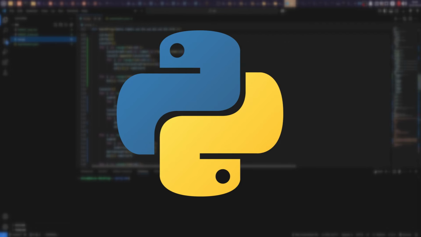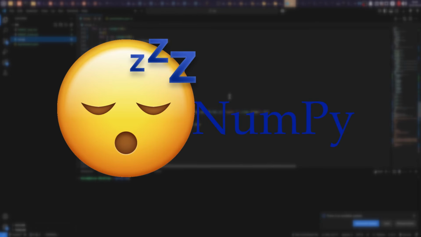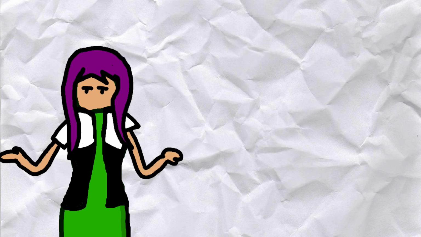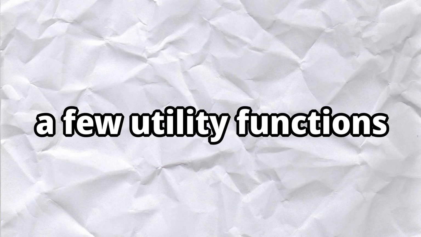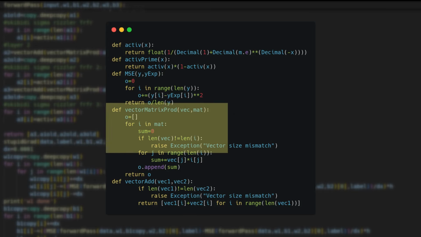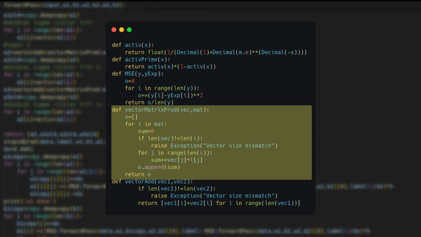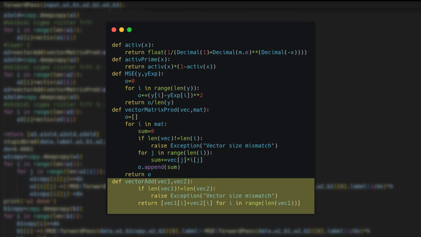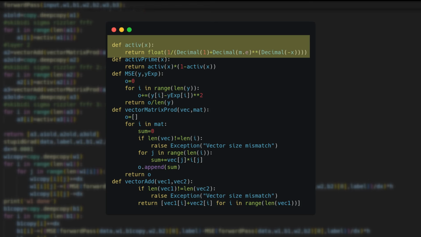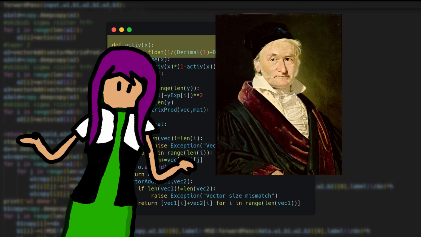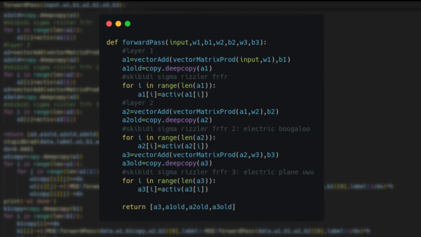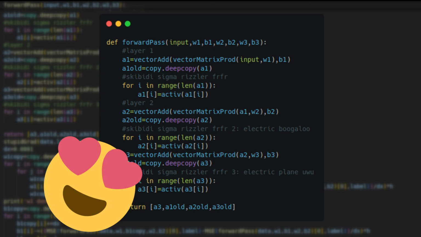Most people use libraries like NumPy, but I'm too lazy to learn that, so I had to implement everything myself. Yeah, I get it, best practices, blah blah blah. Hence, I had to write a few utility functions myself. This function calculates the weighted sums, this one adds the biases, and this is the activation function. Don't worry about the names, it's just some linear algebra garbage. Thanks to them, the forward pass is just this short, wonderful snippet.